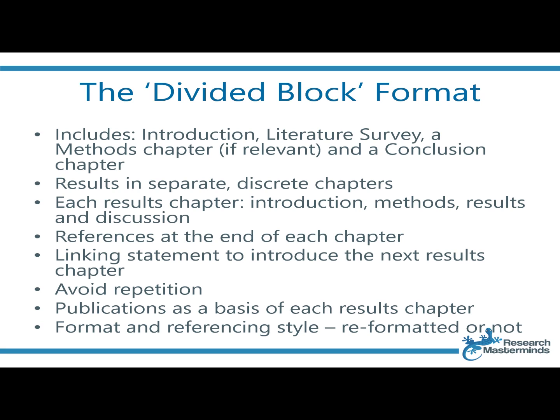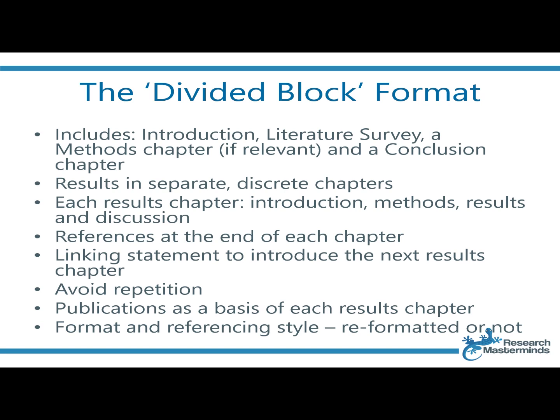Then a global methods chapter can be included, which contains methods which are common to each of the individual studies or results chapters. If there are no common methods, then this chapter can be left out, and each of the methods can be discussed in detail within each of the results chapters. Also, when publications form the basis of these results chapters, the methods section of each of them may need to be expanded. As we all know, there is often not a lot of space in a publication to include a detailed description of the methods. So if you prefer to expand on the methods section of each of these results chapters, then a global methods chapter can come in handy.